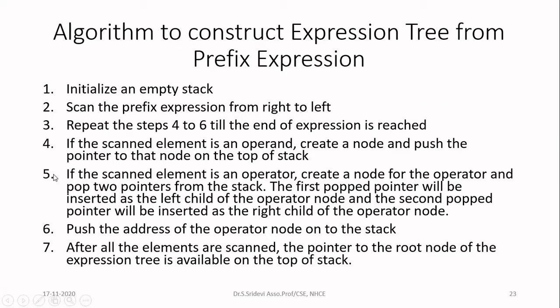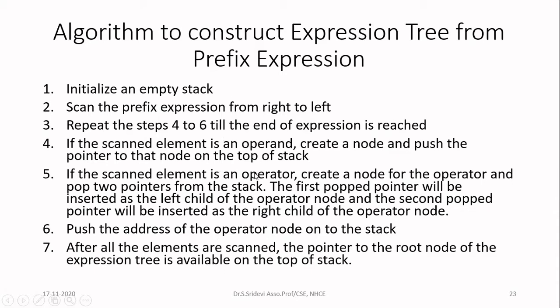And the second difference is in point number 5. In case of postfix, when we scan an operator, we need to pop two pointers from the stack, and the first popped pointer will be inserted as a right child, and the second popped pointer will be inserted as a left child. Whereas in prefix, it is different. In case of an operator, you need to pop two operands from the stack. The first popped pointer will be inserted as a left child of the operator node, and then the second popped pointer will be inserted as a right child of the operator node. Other than this, the remaining points are the same.